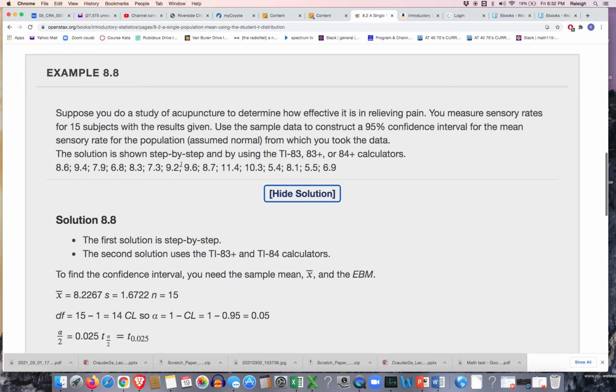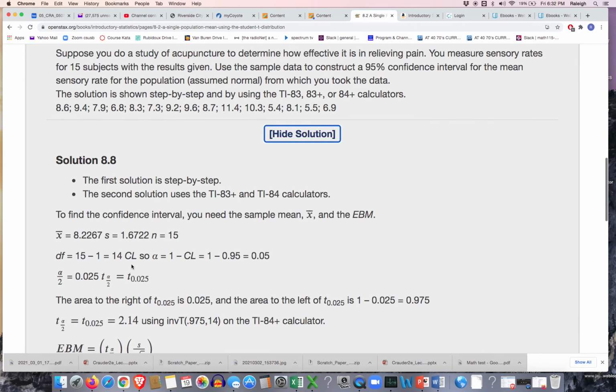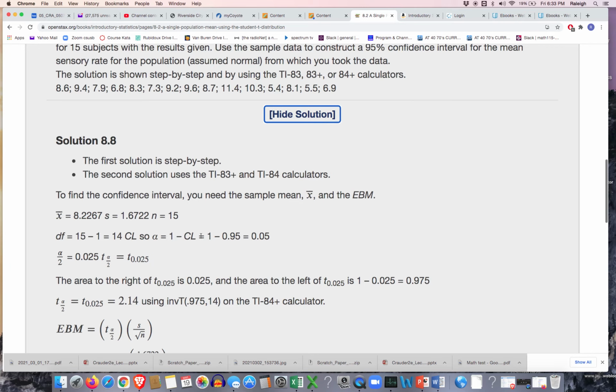And we look at the data, and they do have the data here, but they've already calculated the mean. Thank goodness. So there it is. They got 4 decimal places for you. They even calculated S, the sample standard deviation, about 1.67. They didn't put any commas in there. I guess that's okay. Degrees of freedom, 15 minus 1.